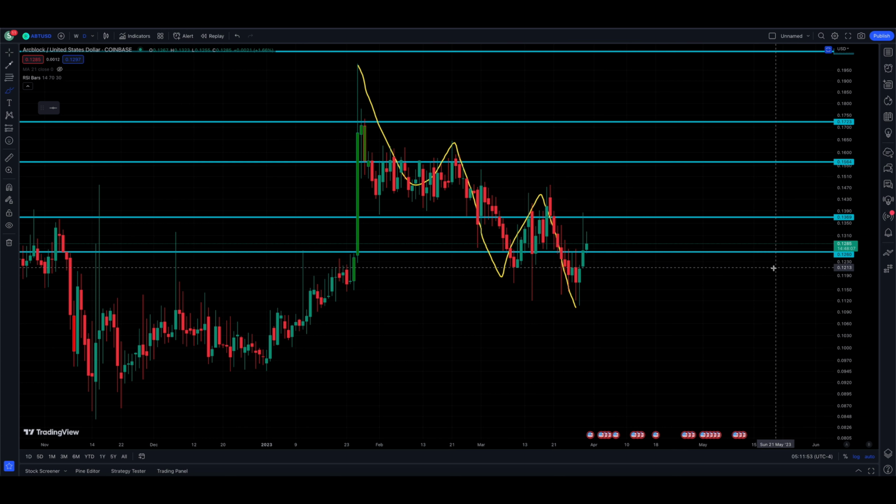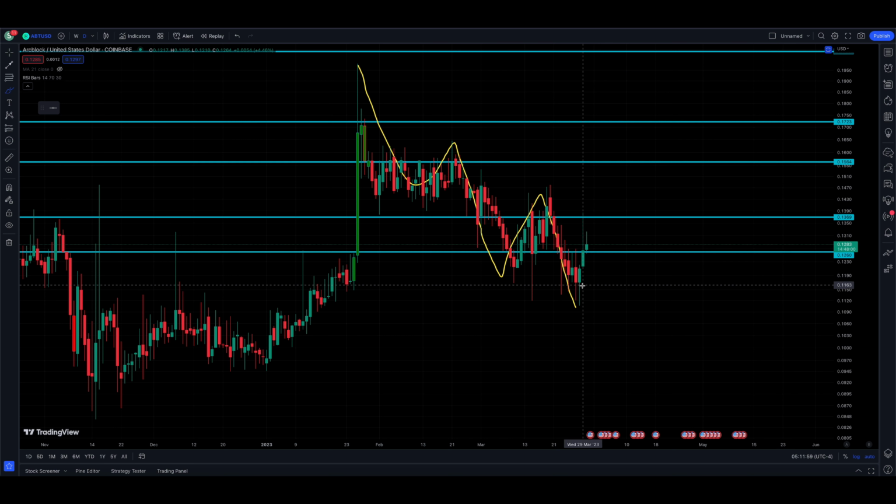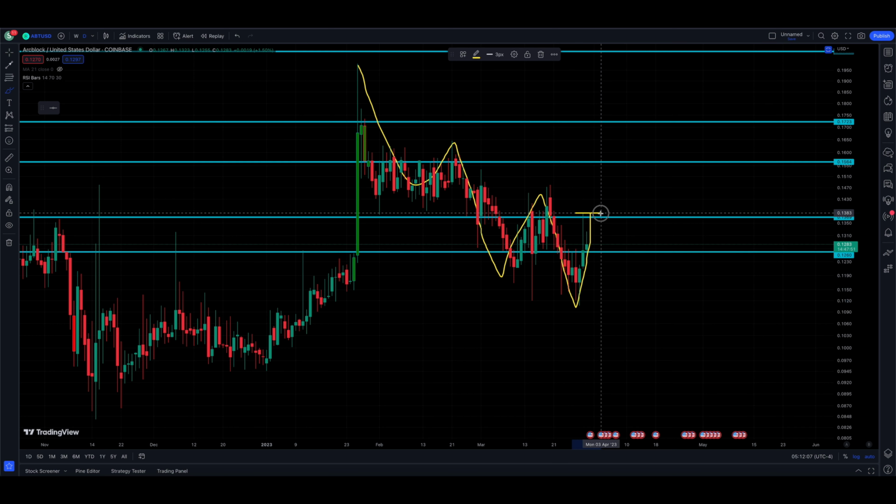So what we're looking for is basically a move higher to a higher low and then a higher high. So we still have this lower low here. So far, yesterday's candle, which was the 29th of March, is a lower high. And today we're trading lower, obviously.